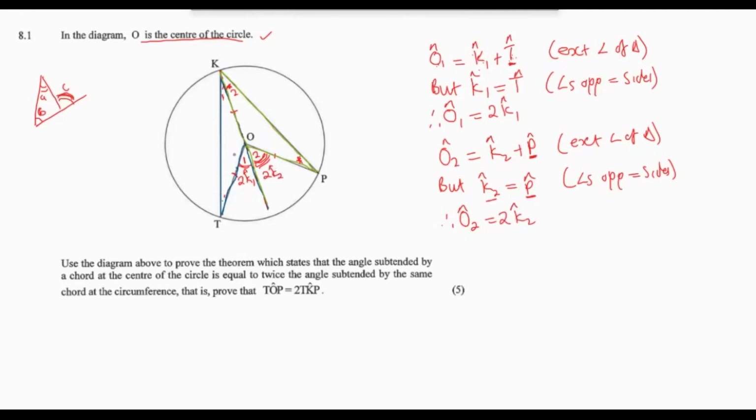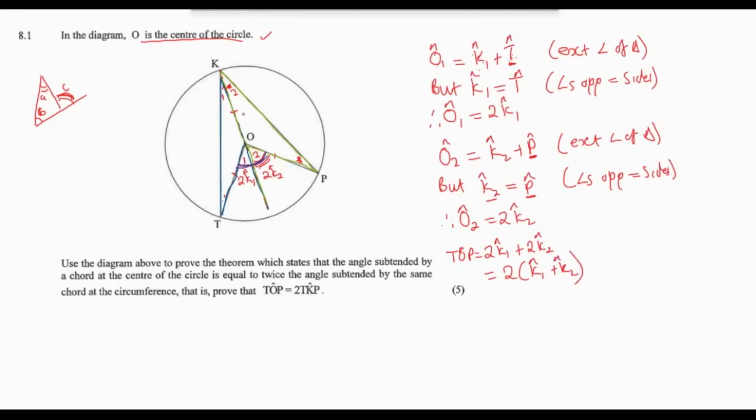Now let's look at this whole angle here, this whole angle TOP. Angle TOP is equal to what? Angle TOP is equal to 2 times angle K1 plus 2 times angle K2. That is angle TOP. We can factor out 2 and remain with angle K1 plus angle K2.